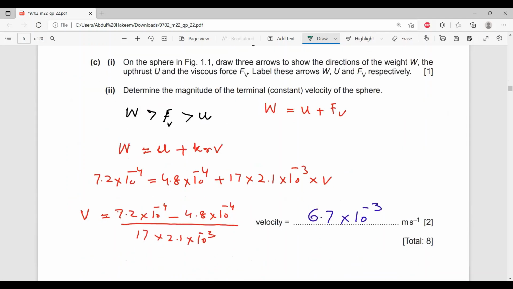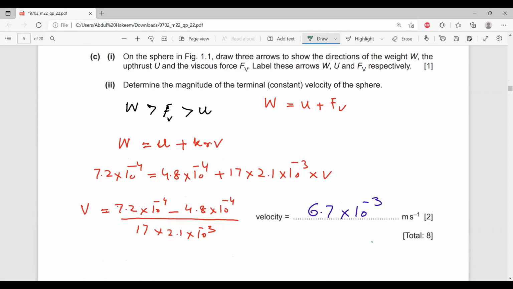Determine the magnitude of the terminal velocity, meaning the constant velocity. So this is the equation we have discussed. Weight is equal to upthrust plus drag force, and the formula is given as KRV. Weight is given, upthrust is given, K value is given as 17, radius in meter is this, and this is the speed. So after calculation, look at this calculation. The answer is coming 6.7 × 10 power minus 3.